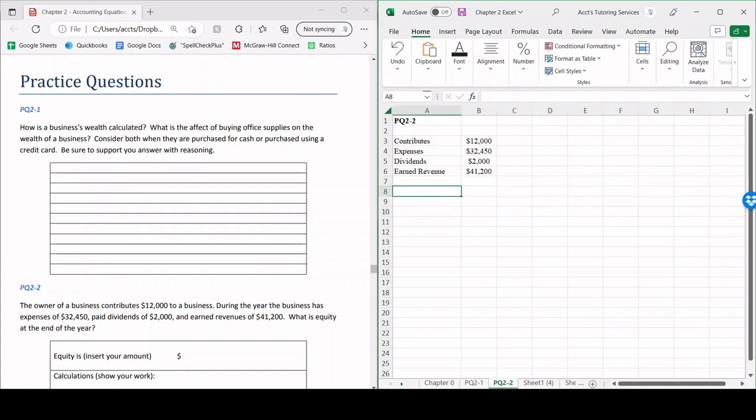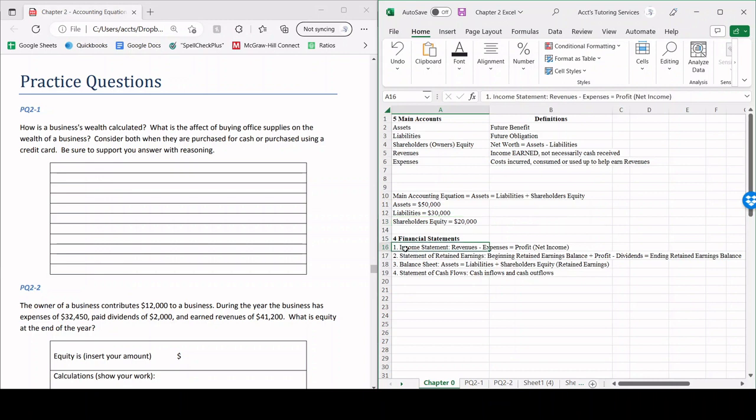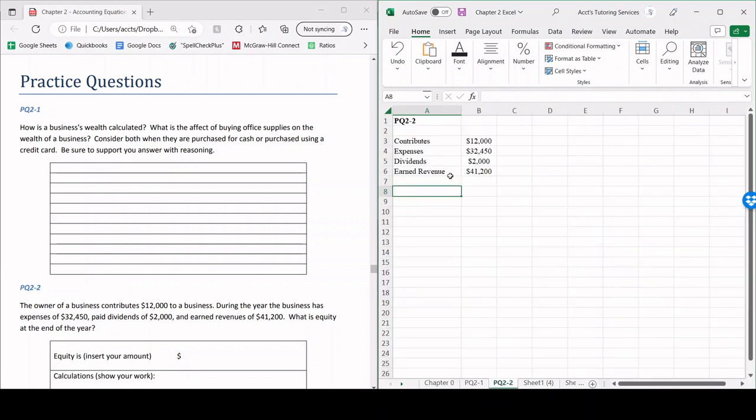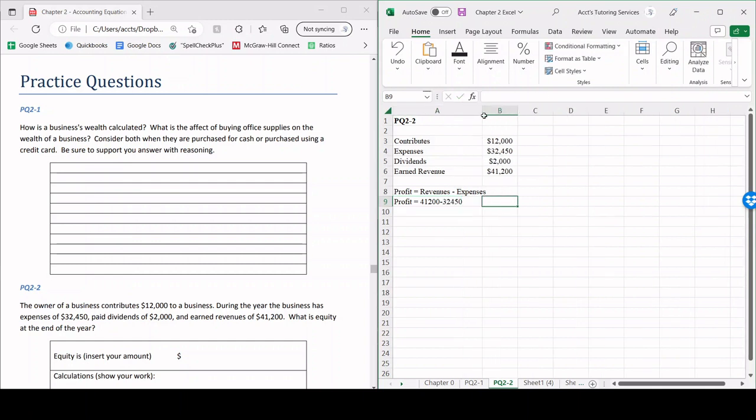So we're going to first apply the formula from the income statement to calculate profit. So profit equals revenues minus expenses, or in other words, profit equals 41,200 minus 32,450, and this is going to give us 8750.